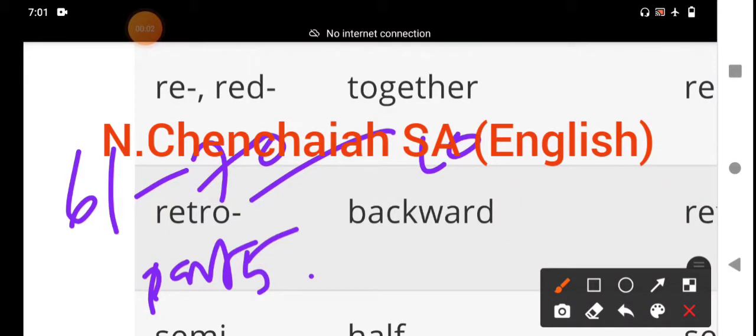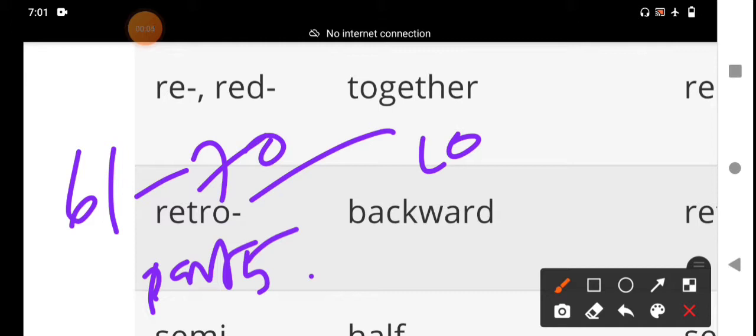In today's session, this is a continuation class. We have completed 60 root words and their meanings and the derived words also. These words have been explained by me. Today in this session, I am ready to teach you 10 root words from 61 to 70.